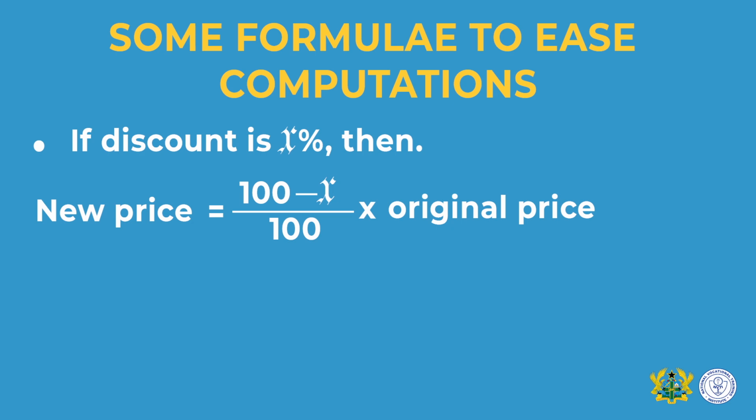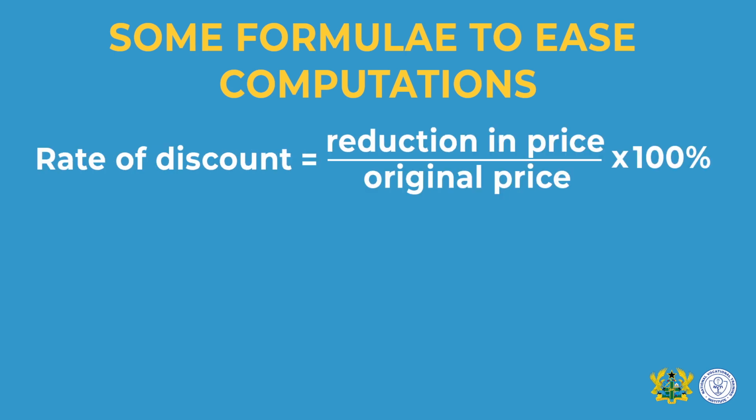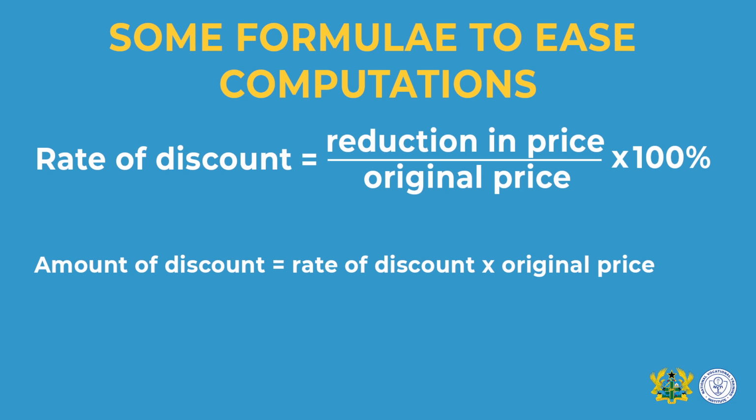We can also make the original price the subject of the relation from the new price formula. That gives us original price equal to 100 divided by (100 minus X) times new price. Again, our rate of discount can be calculated from the reduction in price divided by the original price times 100%. And lastly, the amount of discount is just your rate of discount times the original price.